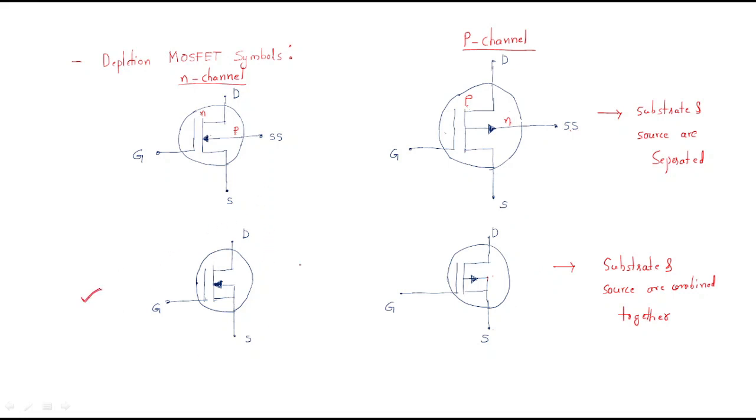These are the symbols of the depletion type MOSFETs. The only difference is that if it is N channel, the arrow is always from P to N, and if it is P channel, it is also from P to N. This line is the channel, the source is connected and the drain is connected, and the gate and channel are separated by the insulating material. So this is about the depletion MOSFET symbol. I hope all of you understand this. Thank you.